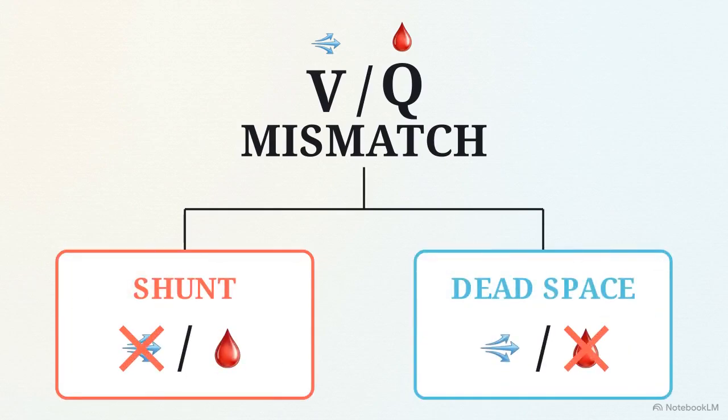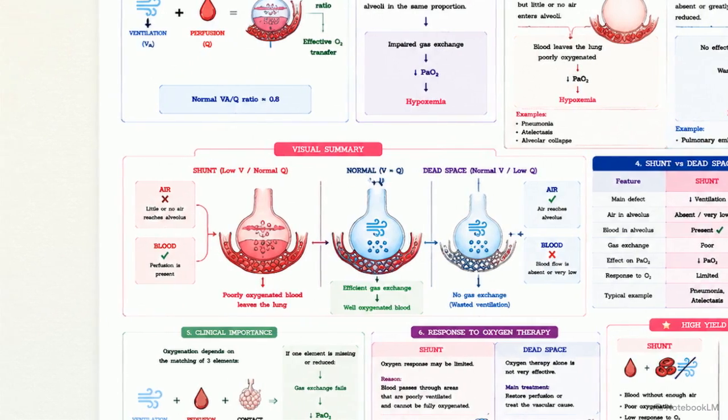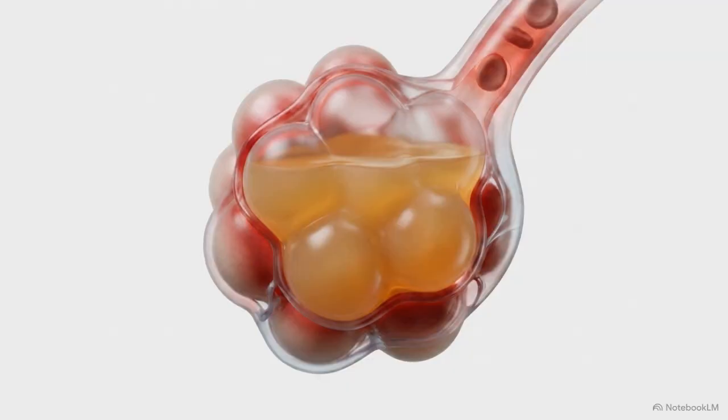equation is failing. This visual summary compares a healthy alveolus to two extremes, the shunt effect and the dead space effect. In a shunt, ventilation is blocked, but perfusion continues. Deoxygenated blood bypasses the lungs' exchange system entirely without picking up oxygen. The classic examples of a shunt are fluid-filled alveoli in severe pneumonia, or a total alveolar collapse known as atelectasis.